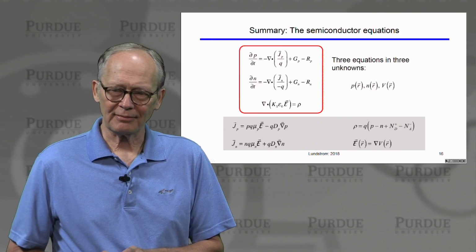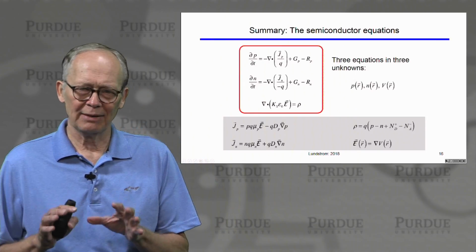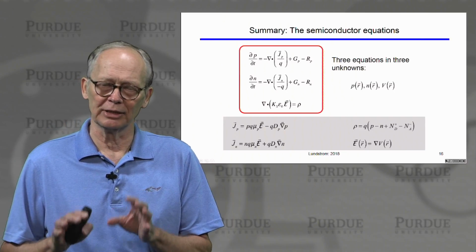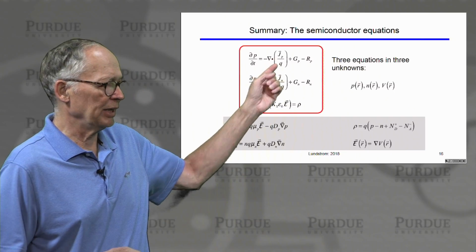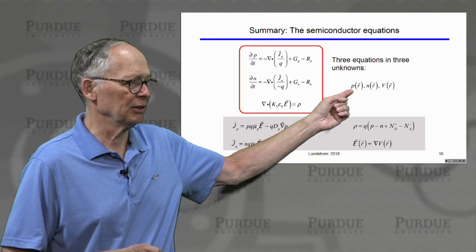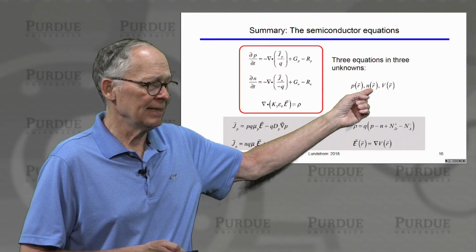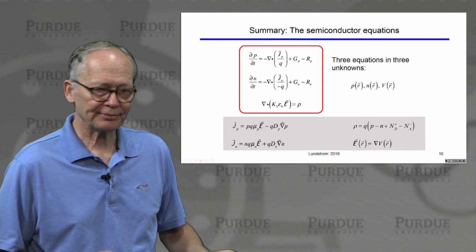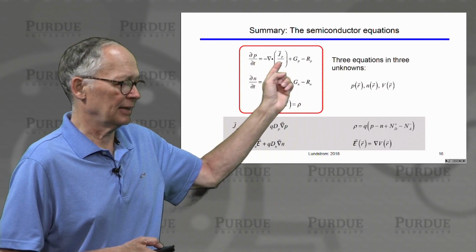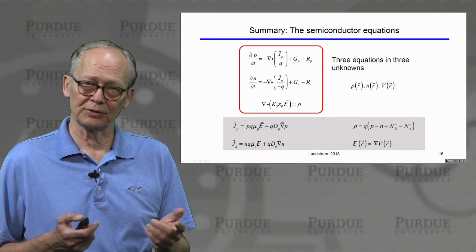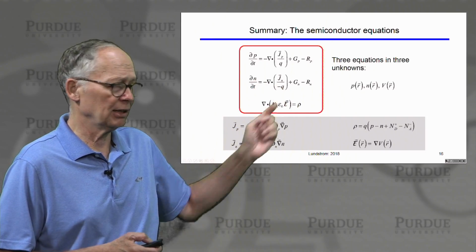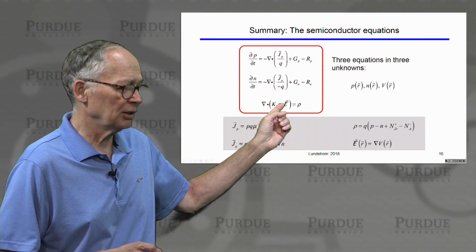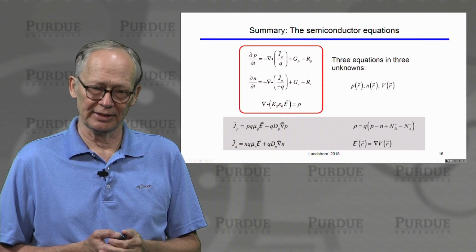Okay, so just to wrap up, we have mathematically formulated the semiconductor problem in this unit. We have three equations in three unknowns. The three unknowns are the hole concentration, the electron concentration, and the electrostatic potential. We have a continuity equation for holes, that's the first equation. We have a continuity equation for electrons, that's our second equation. And we have the Poisson equation, which gives us the electric field.